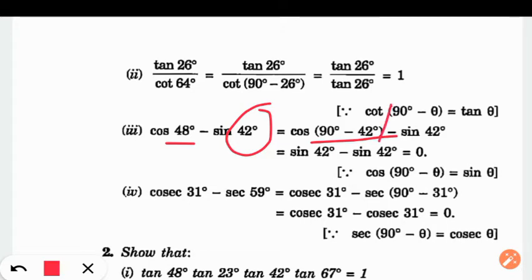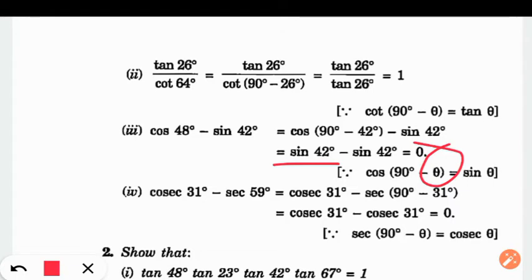So cos 90 degree minus theta gives you sin theta, right? Here in place of theta we have 42 degree. So cos 90 degree minus theta gives you sin theta, and here we have minus sin 42 degree. In this step again we have minus sin 42 degree as it is, because as I told you, you need to change any one of them. So sin 42 degree minus sin 42 degree gives you 0.